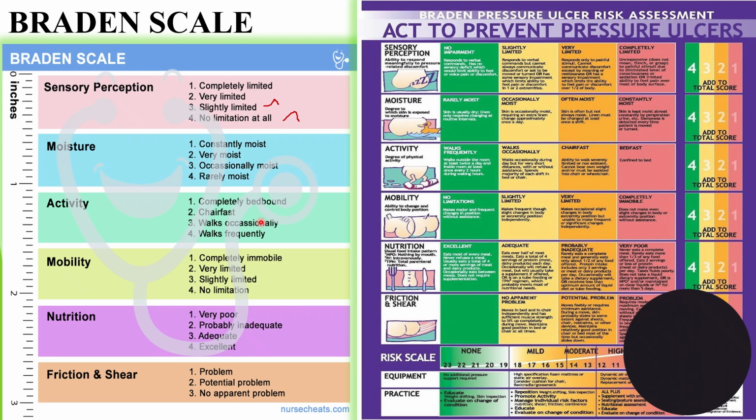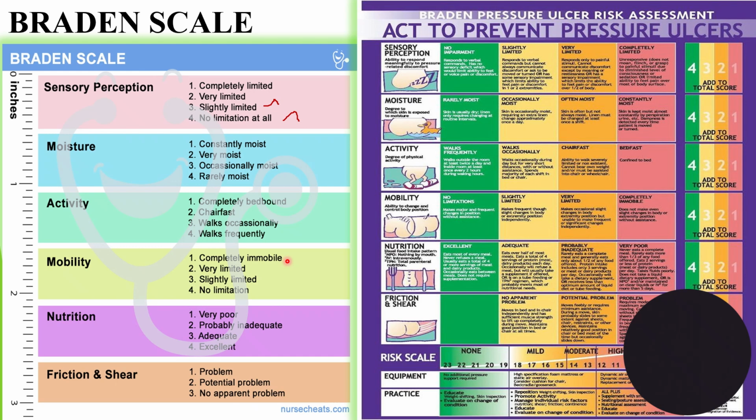When we come to mobility, here we have completely immobile, very limited, slightly limited, no limitation. Completely immobile, does not make even slight changes in body or extremity position without assistance. They cannot move the position of their extremities. They cannot move their legs, their hands or their body. So that is completely immobile. Mostly stroke patients and paralysis patients cannot move their extremities. So that person we call completely immobile.